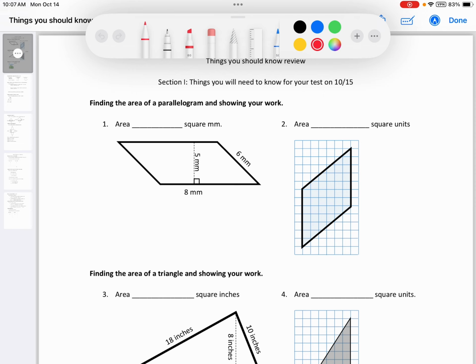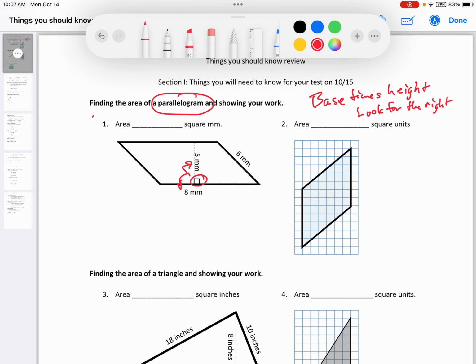So let's begin. To find the area of a parallelogram, all you have to do is base times height. To know where the base and height are, look for the right angle. The right angle will point you to the base and height. Here's the right angle symbol, therefore, these must be the base and height.